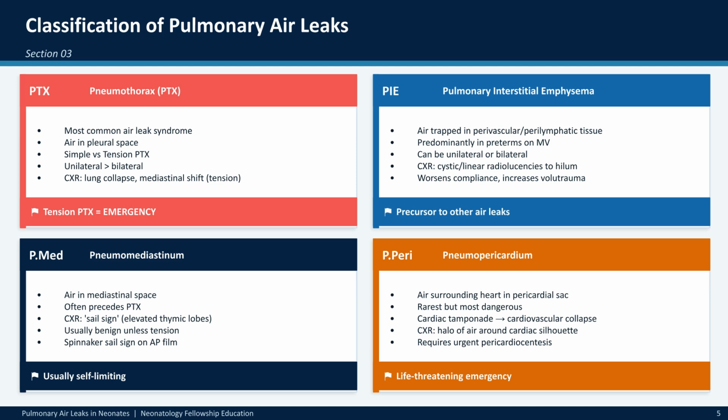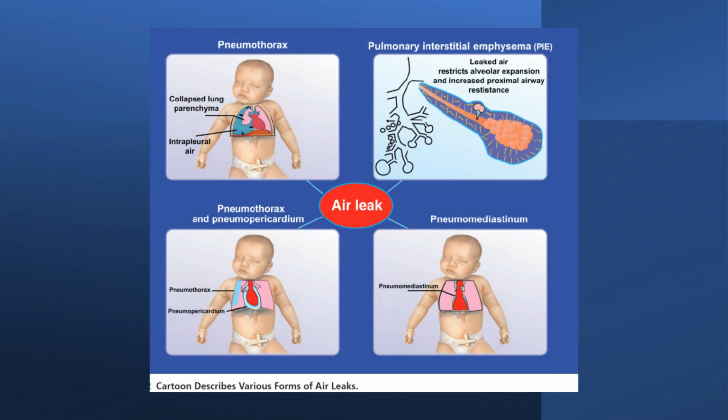Pneumothorax is the most common, where air is in the pleural space, with tension PTX being an emergency. Pulmonary interstitial emphysema is air trapped in the interstitial tissue, often a precursor to other leaks. Pneumomediastinum is usually self-limiting air in the mediastinal space. Pneumopericardium is the rarest and most dangerous, a life-threatening emergency. This cartoon illustrates the various forms of air leaks, showing the location of trapped air for pneumothorax, PIE, pneumomediastinum, and the combination of pneumothorax and pneumopericardium.